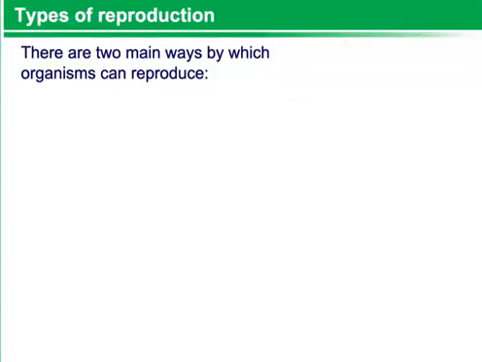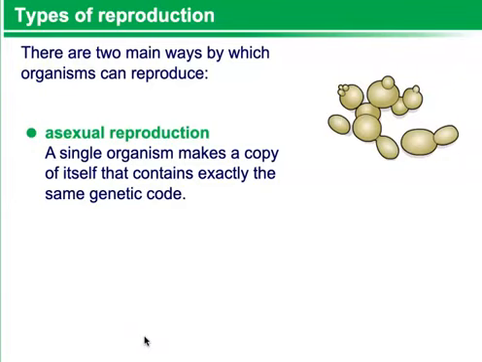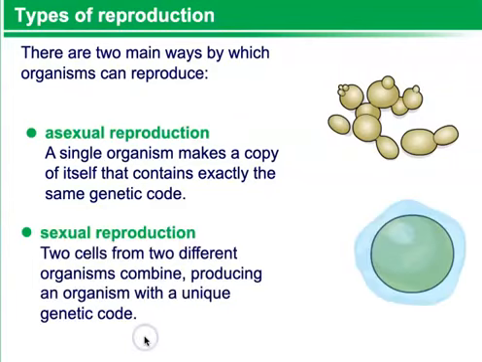Types of reproduction. There are two main ways in which organisms can reproduce. The first is asexual reproduction. This is when a single organism makes a copy of itself that contains exactly the same genetic code. Sexual reproduction, on the other hand, is when two cells from two different organisms combine, producing an organism with a unique genetic code.